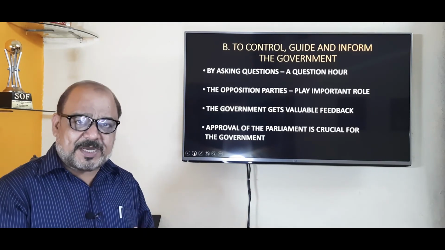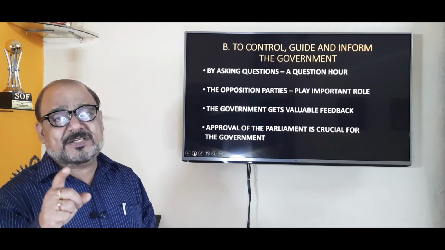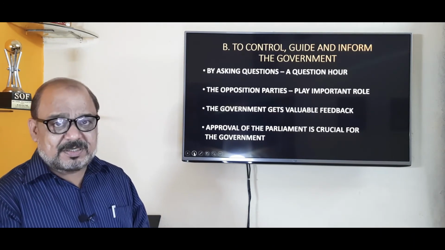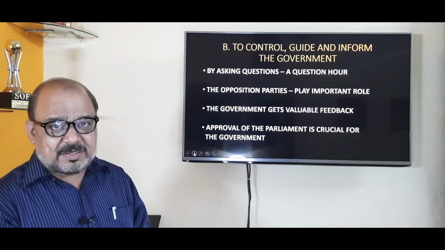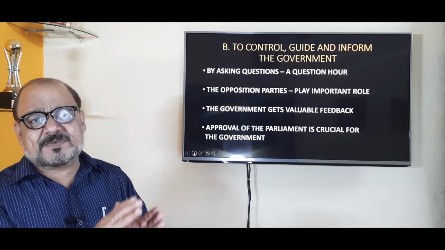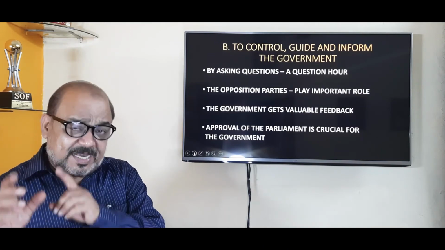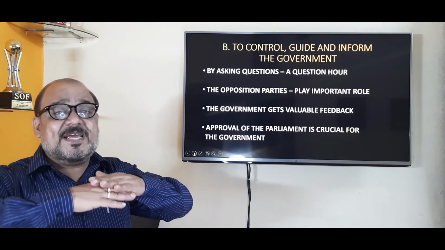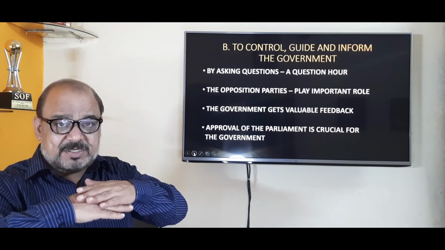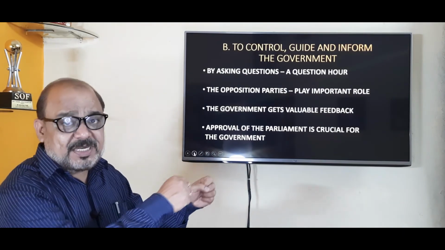The opposition parties appreciate the government when the government is doing good. They criticize the government when the government is doing wrong. They convey the policies and programs of the government to the people. They convey the problems of the people to the government. It means they play the role of a bridge between people and the government.